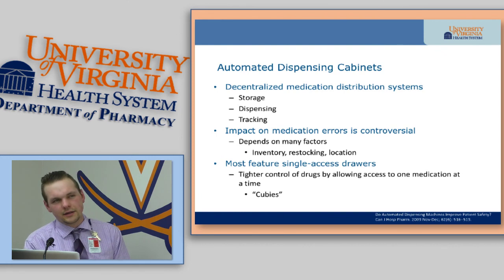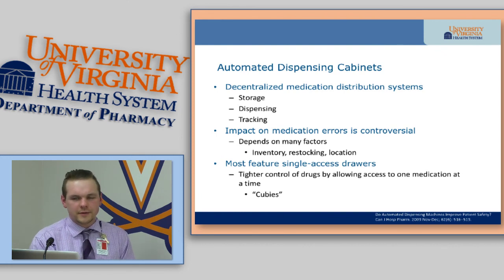The impact that the incorporation of automated dispensing cabinets have in hospitals is controversial, as really is any technology system, because it's so dependent on so many factors of its use and implementation. But the inventory present in the cabinet, how often and how it's restocked, as well as the location of the cabinet, are all factors that are really important into whether or not it's been successfully implemented.